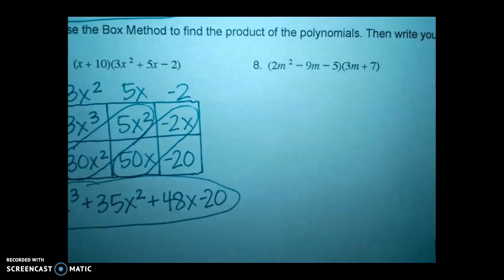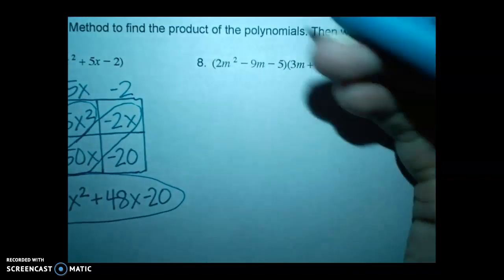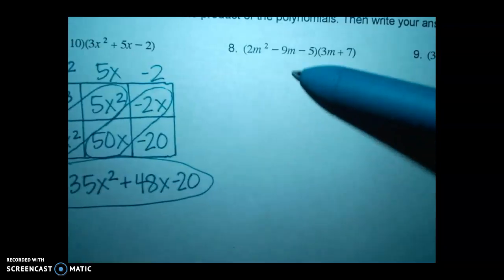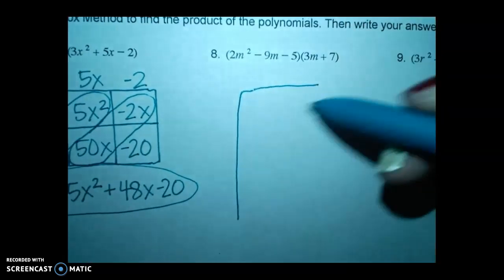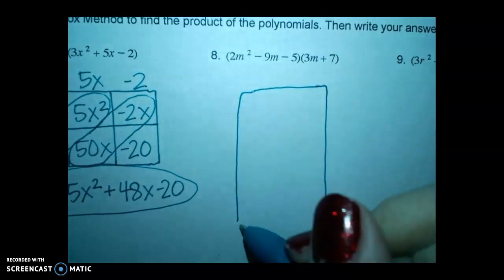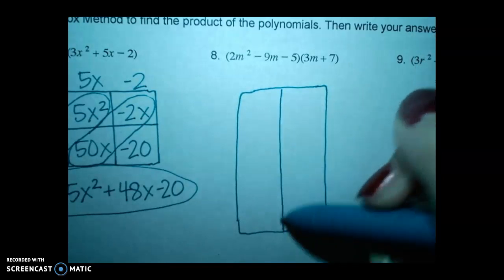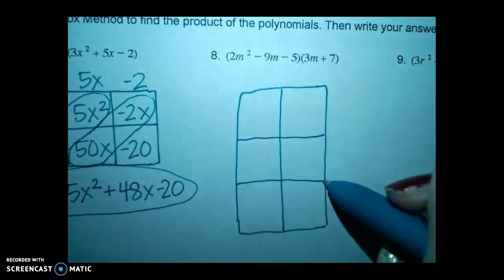Okay, 8 is also a trinomial and a binomial, but just to show you it doesn't matter if you go horizontally or vertically, I'm going to make a vertical box this time. Does not matter which way you prefer. You're going to get the same answer as long as you're writing it in standard form. So I'm going to do 2 columns this time and 3 rows.